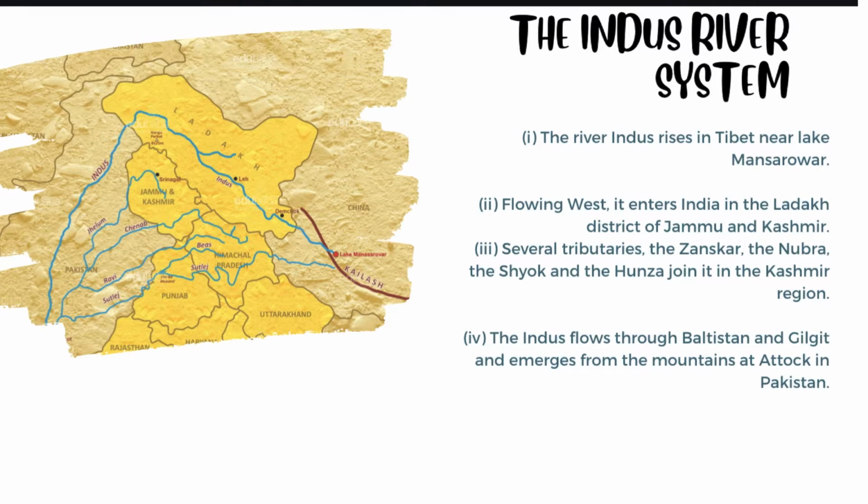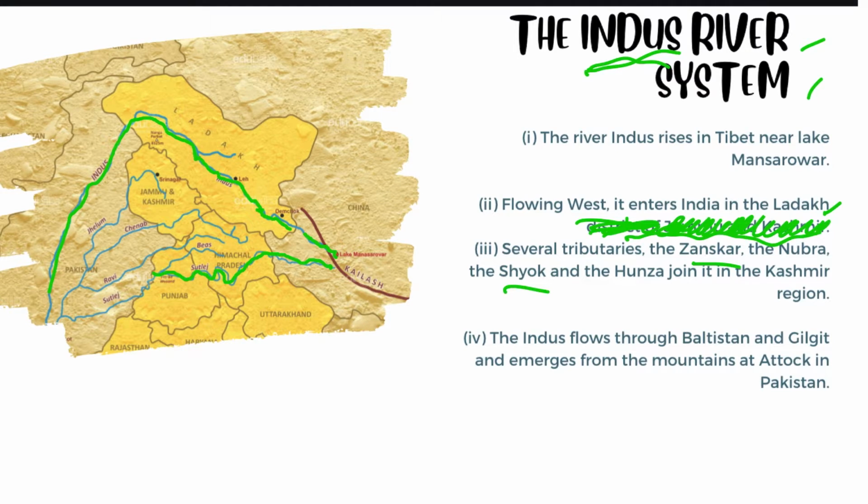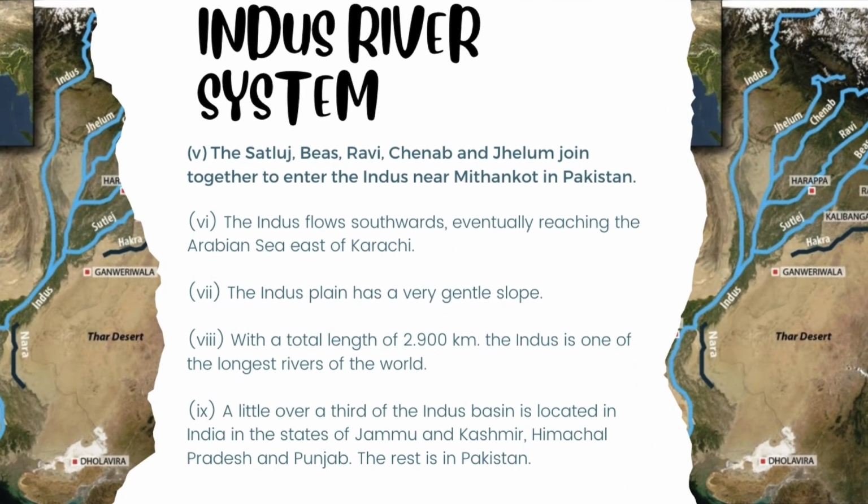Next we are going to discuss the Indus river system. This is a very important river. Why? You are familiar that the name India has come from this word Indus. It enters Ladakh. Major tributaries are Zaskar, Nubra, Shyok, Hunza. They enter the Kashmir region. The Indus flows through Baltistan and Gilgit, and then comes to Pakistan.